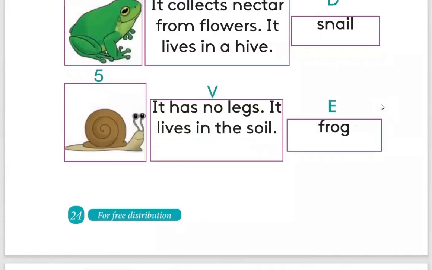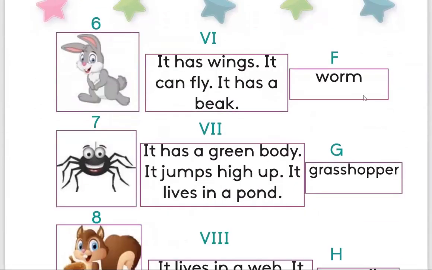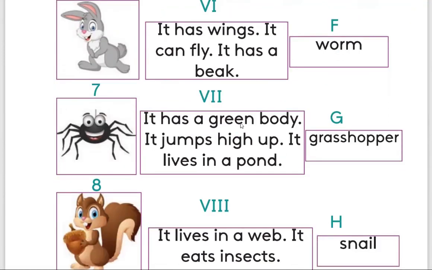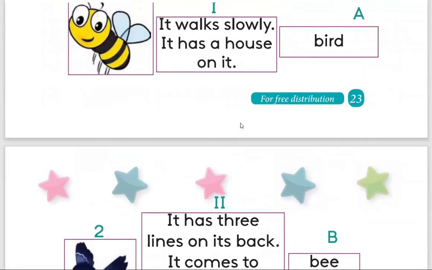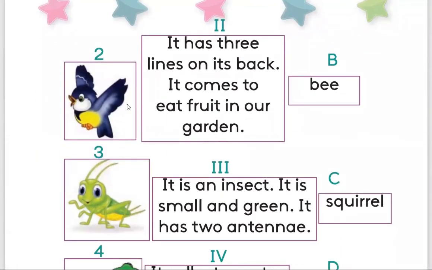Then, see, it has wings. It can fly even. It has a beak. Beak, you know. It has a beak. It can fly also. It has wings. Who is that? There you saw the beautiful one. Most beautiful one is the bird. Bird, right?